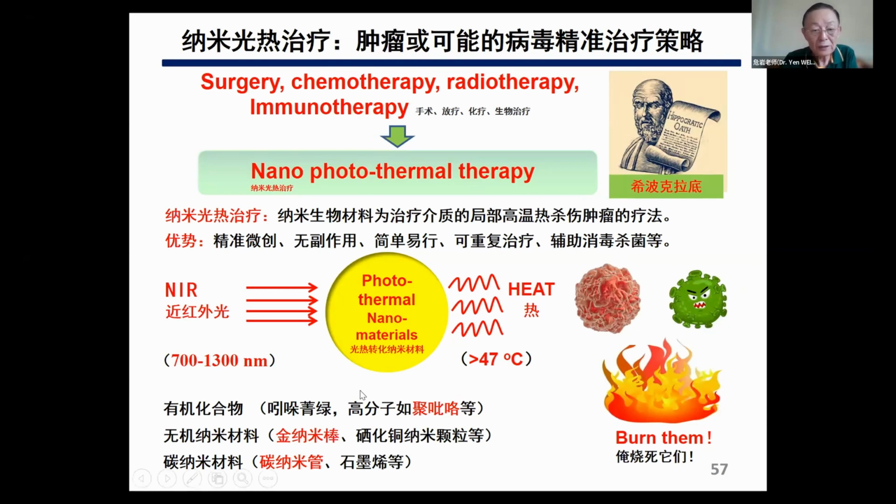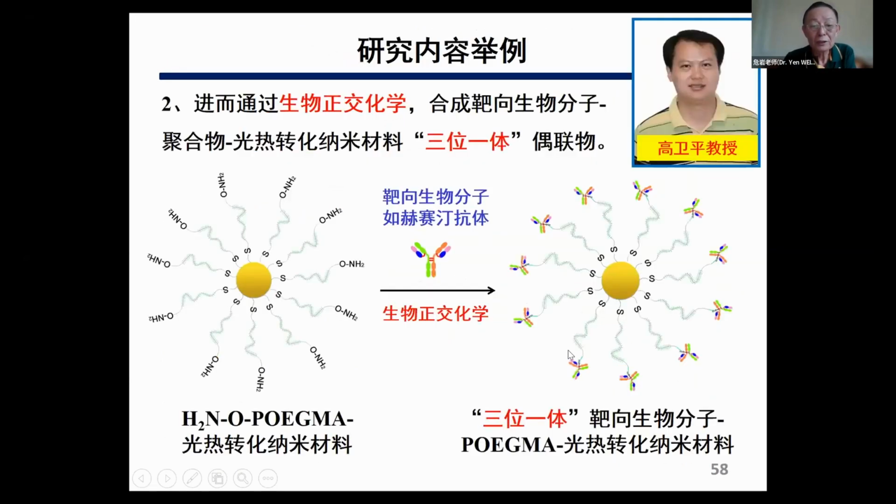So this principle is very simple. This is photothermal nanomaterials, biomaterials, and then you shine them with near IR, okay? And then convert this photo energy into heat. As long as the thermal temperature is larger than 47 degrees or 40-some degrees, all the biomaterial, the tumor or virus, they all die, right? So that's the principle.